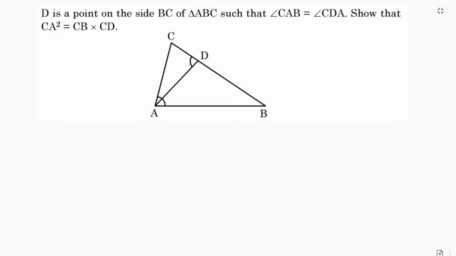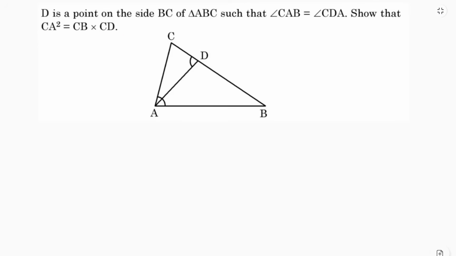D is a point on side BC of triangle ABC such that angle CAB equals angle CDA. See, this part is very important in this problem. With this, we can easily finish the problem. Show that CA square equals CB into CD.